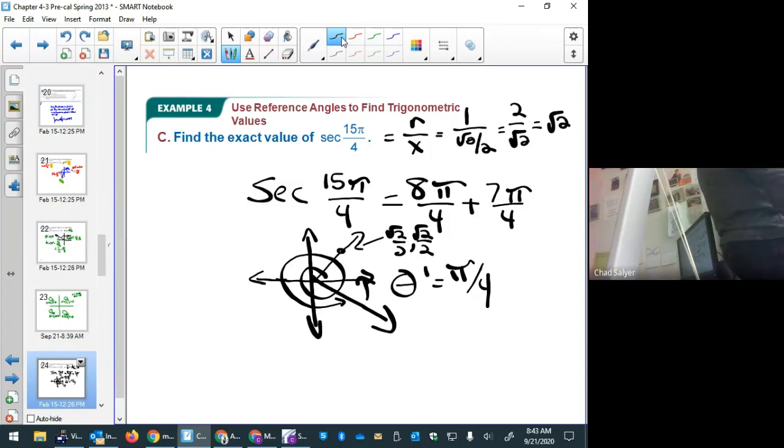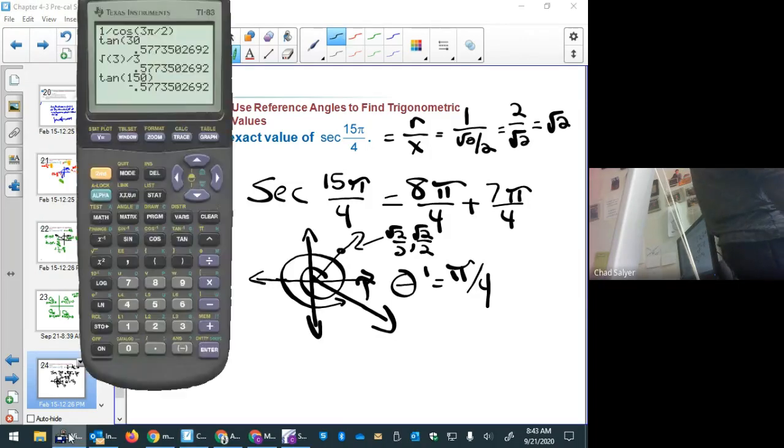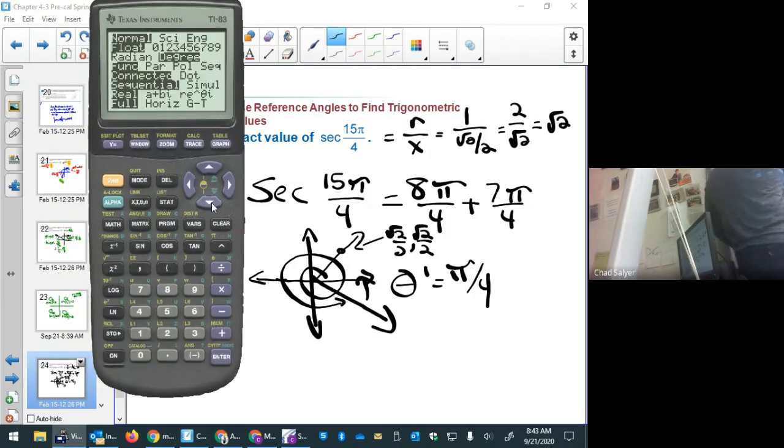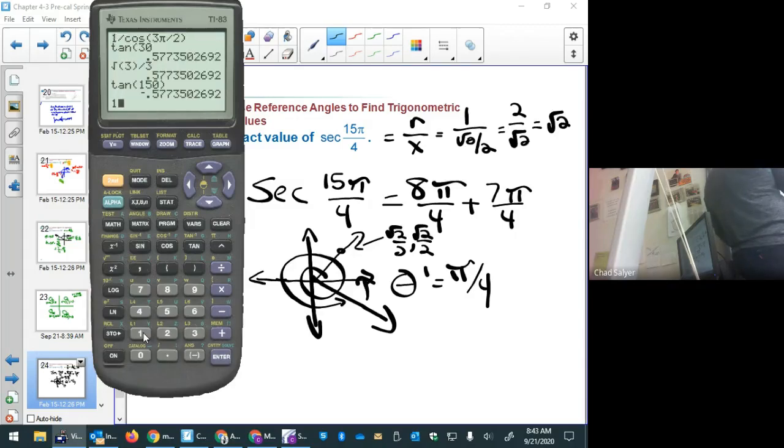Now we need to determine whether it's positive or negative. So the x coordinate is positive in Q4. And so if I reciprocate a positive value, the result is still positive. So yes, it is positive. We'll check ourselves with the calculator here. Once again, make sure you're in the right mode. Radians this time. Notice I'm going back and forth a lot. 1 divided by the cosine of 15 pi divided by 4 is that value. And if I test that against my answer, I see it does indeed match.